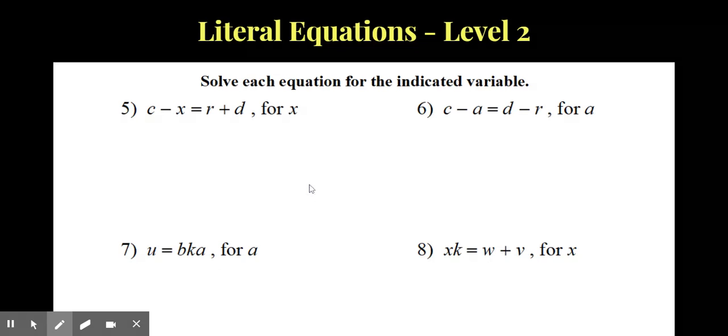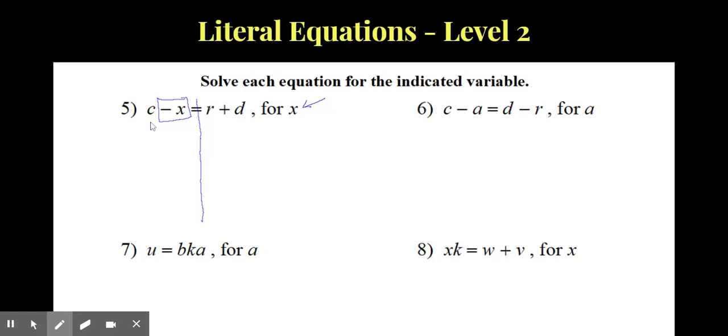Picking up where we left off, problem number 5. The equation says c minus x equals r plus d, and the goal is to solve the equation for x. I always want to box off the variable that I'm solving for. So I'm going to find the x in my equation, and there's a minus sign in front of it, so I'm going to box off minus x. Always include the sign in front of the term.